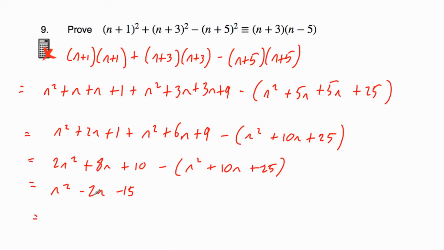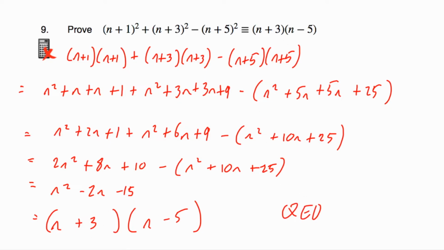We've got n² − 2n − 15. Let's put our brackets down and put an n at the beginning of both brackets. We're looking for two integers that multiply together to give negative 15 and add together to be negative 2. Those will be 3 and negative 5, because 3 times negative 5 is negative 15, and 3 plus negative 5 is negative 2. And that is the right hand side of this identity. So we started with the left hand side, expanded, simplified and factorized, and got the right hand side. So that's it, we're done.